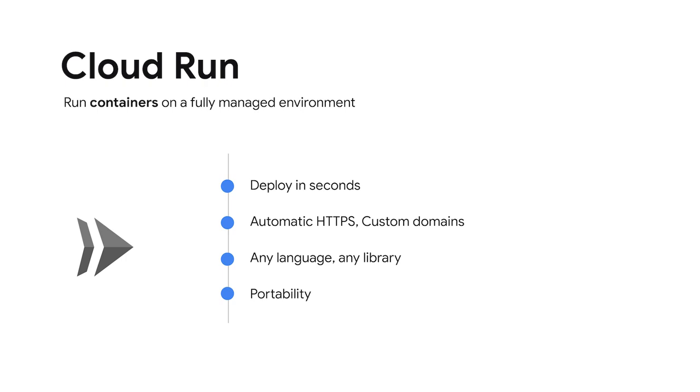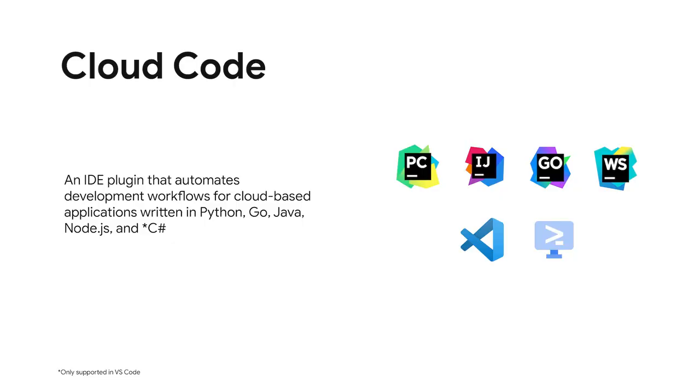Cloud Code can help you out on your serverless journey right from your IDE. Cloud Code is an IDE plugin that automates development workflows for cloud-based applications written in Python, Go, Java, Node.js, and C#. If you develop with VS Code or one of these JetBrains IDEs, Cloud Code can help you out.